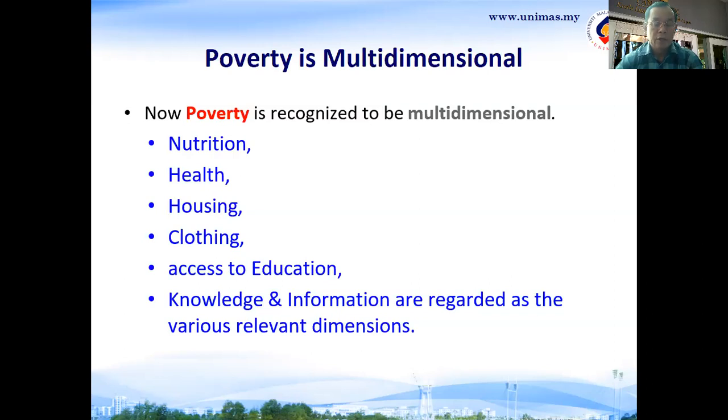Whether the condition of the house is good, poor, and so on. The clothing that you wear, and so on. Importantly, education or access to education is also measured as one of the dimensions that is taken into consideration and measured in the index as well. And also knowledge and information are regarded as relevant dimensions. All of these are something new, which was not taken into account before when one was measuring poverty. So this is more inclusive and more comprehensive.